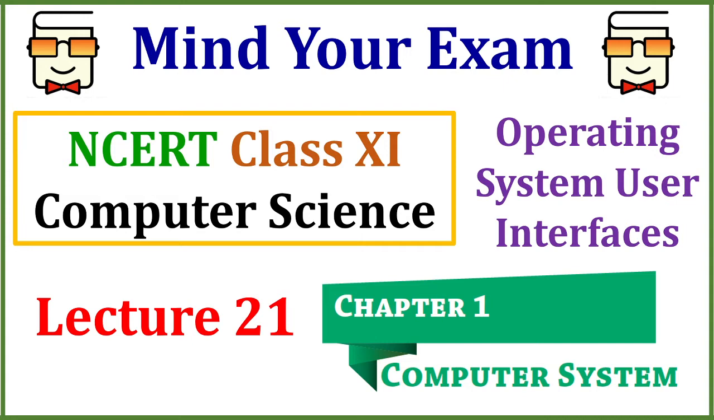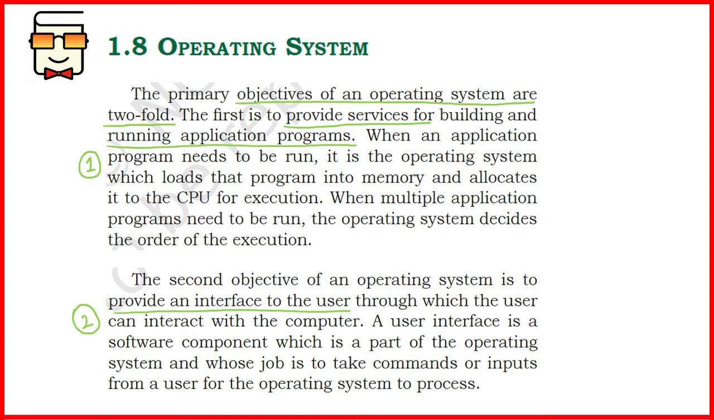And today we'll see how the operating system allows the user to input any data or provide any kinds of commands to the computer. Okay, so if we speak about the main objectives of an operating system, we studied in the previous lectures also that it acts as a platform for other softwares, specifically application softwares, and it allows them to run whenever an application program needs to be executed.